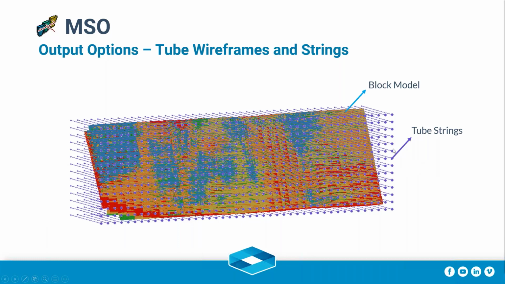We can also have the tube strings that are the intersection between the shapes. And here's just the block model displayed as a reference.